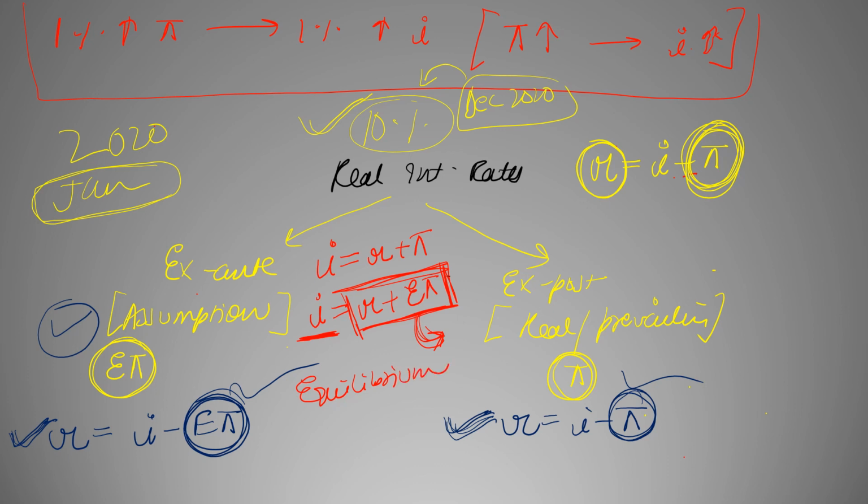You remember in probably section 5.1 we learned that the point where MS and MD intersect will determine our interest rate. And this is exactly how this interest rate is determined.